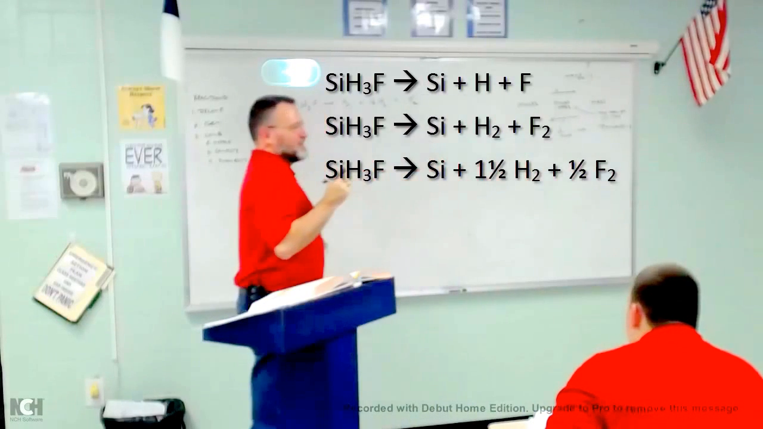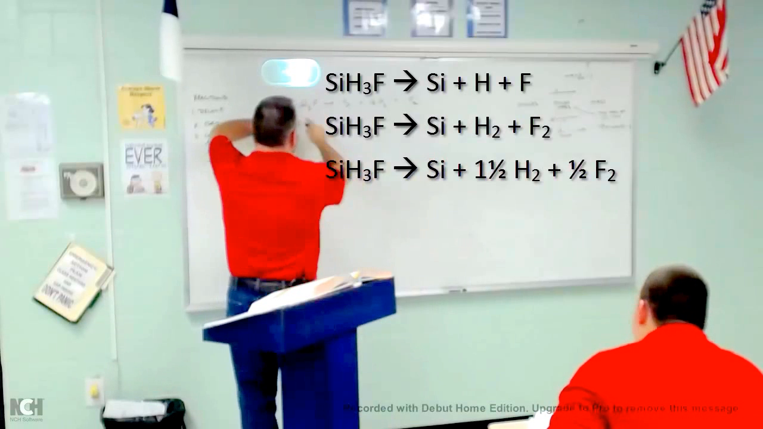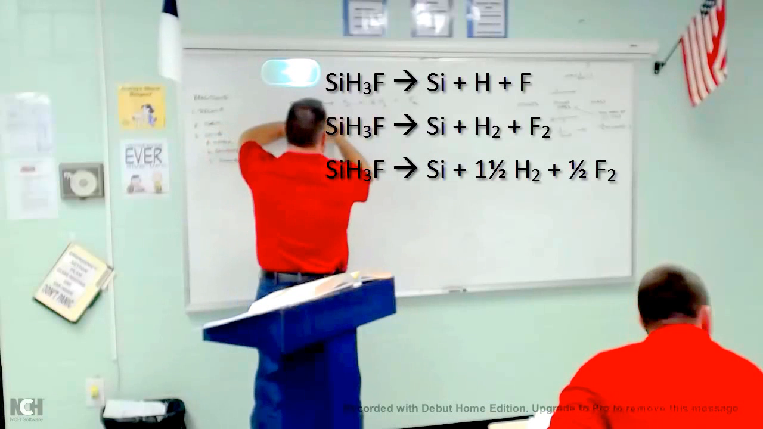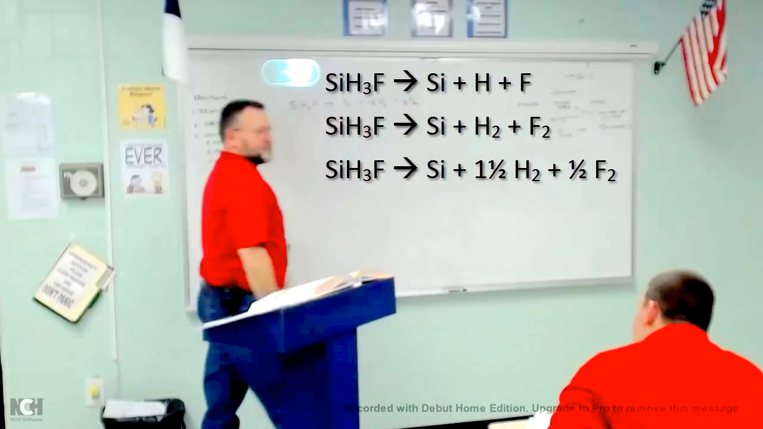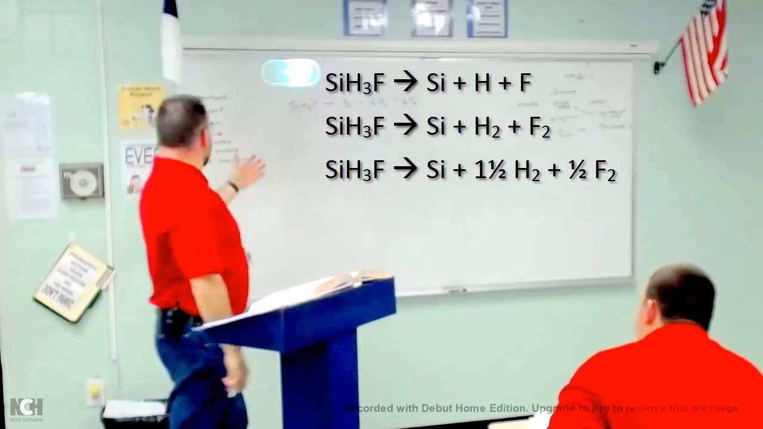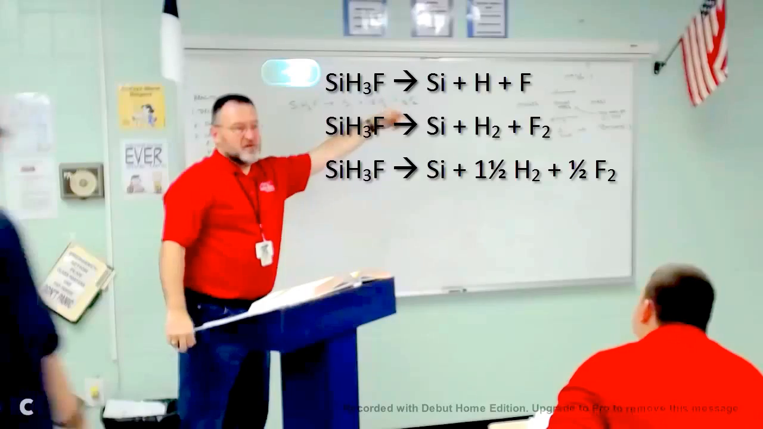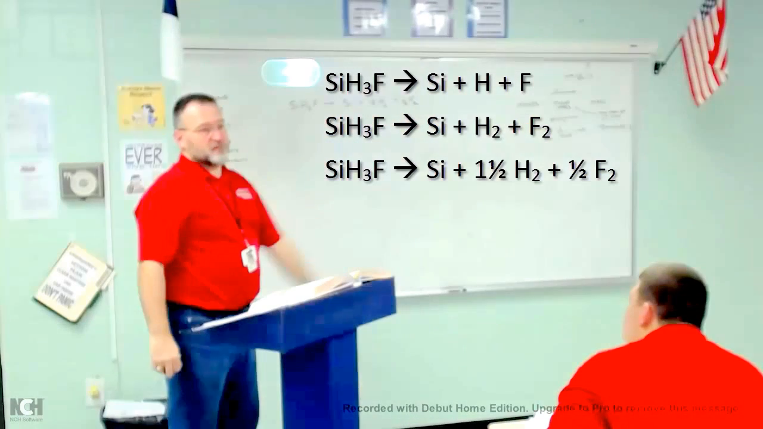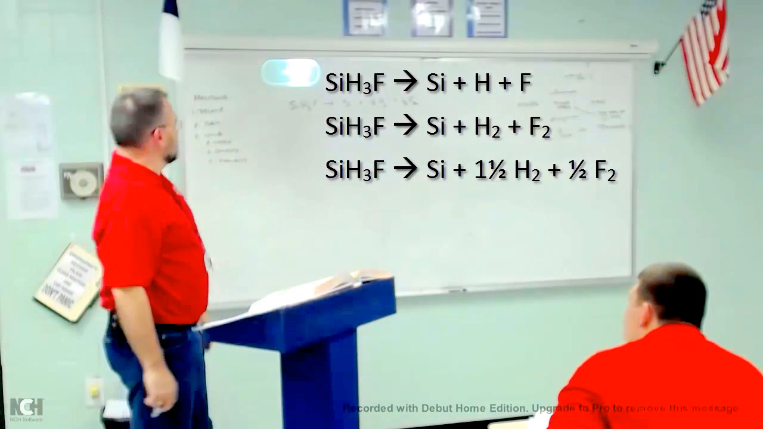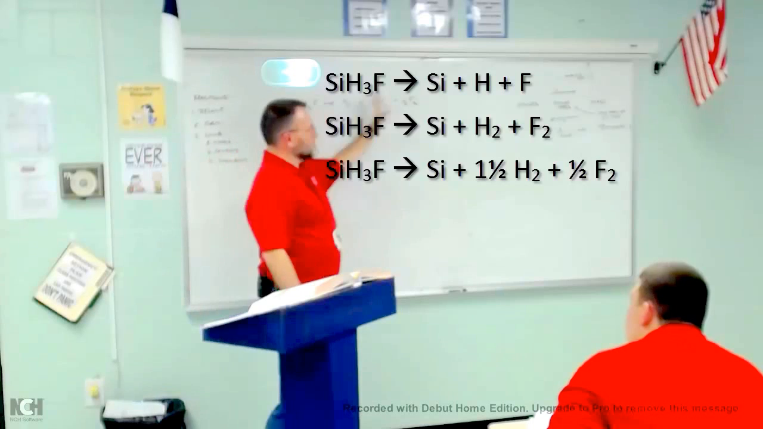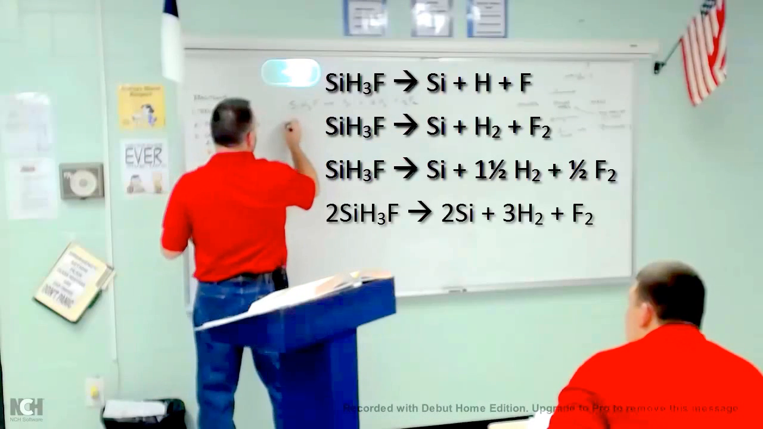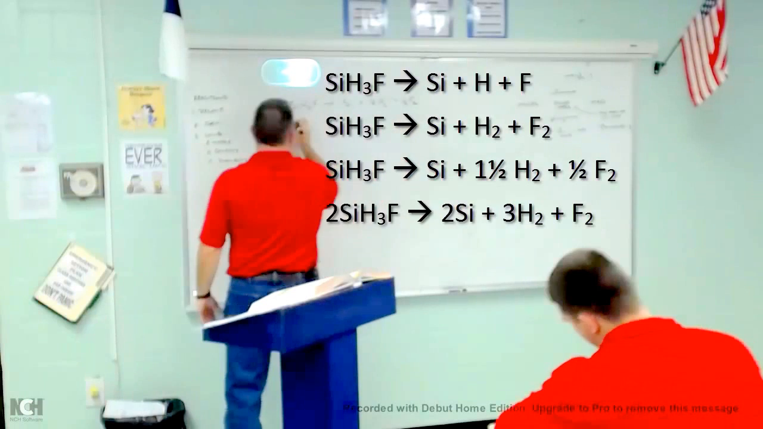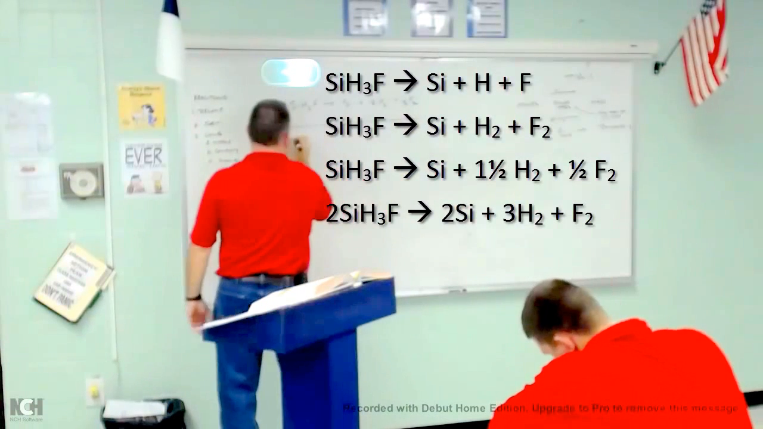So we have 1, 1, 3, 3, 1, 1. Everybody see that? This is a form of my balanced reaction, but it's not an appropriate form, right? We need to get rid of the fractional coefficients. So how are we going to get rid of the fractional coefficients here? Good. Multiply everything by 2. So we're going to multiply the entire thing by 2.